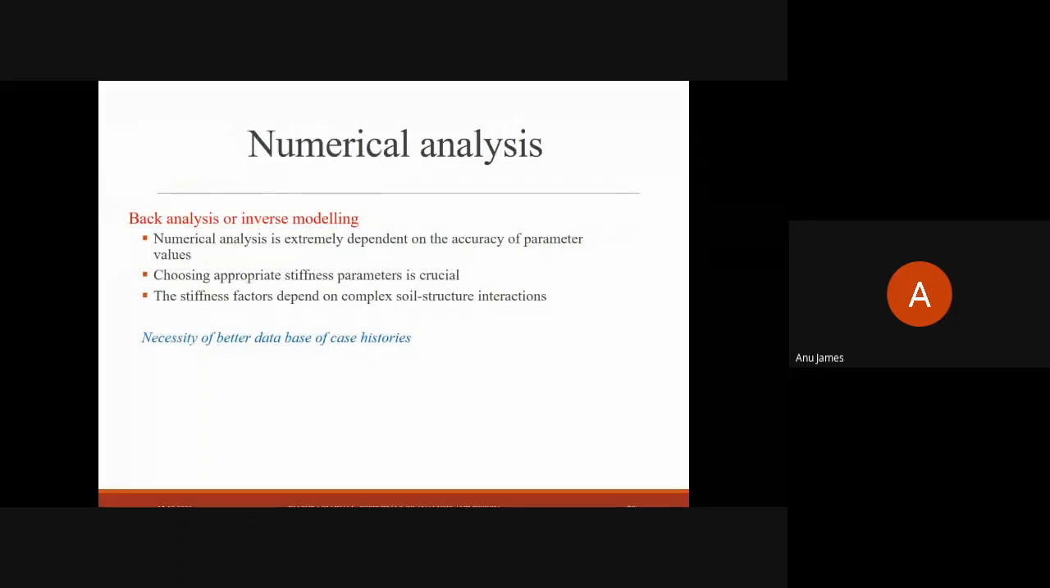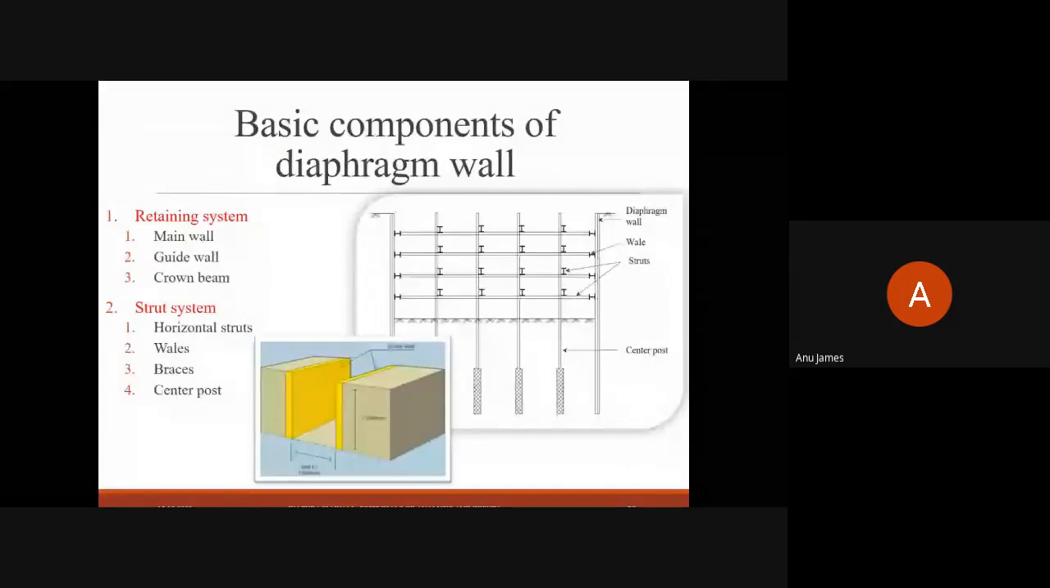Now we can move on to the different components of a diaphragm wall system. We can categorize them as the retaining system and the strut system. The retaining system includes different reinforced concrete components, and the strut system includes different structural steel components. The retaining system includes the main diaphragm wall, the guide wall and the capping beam. The guide wall guides the alignment of the diaphragm wall and also supports the excavation equipment.